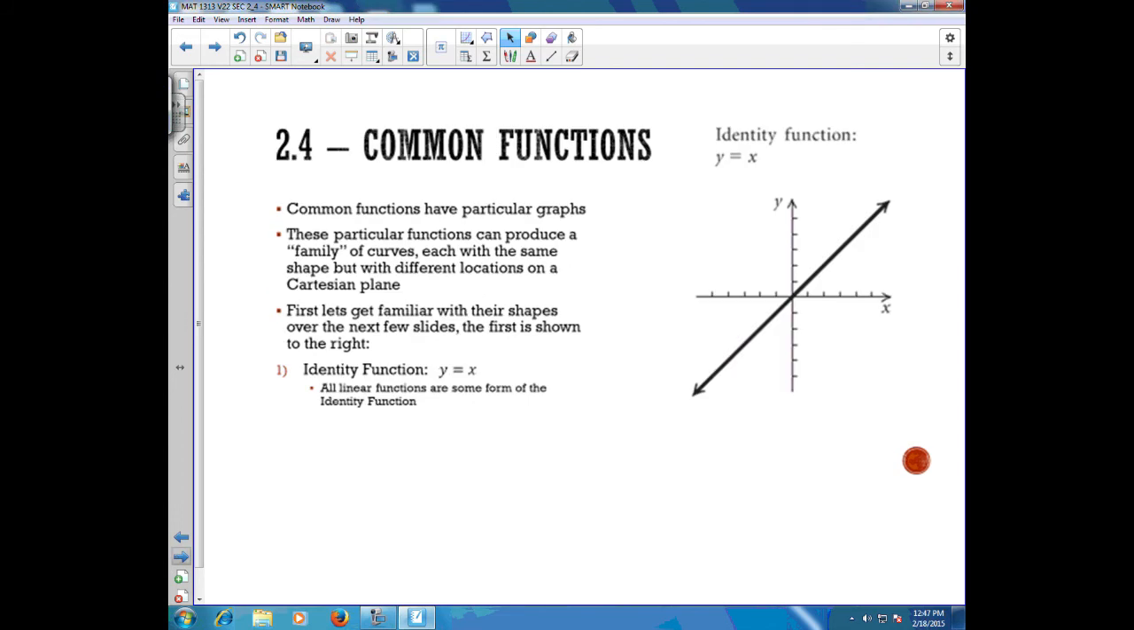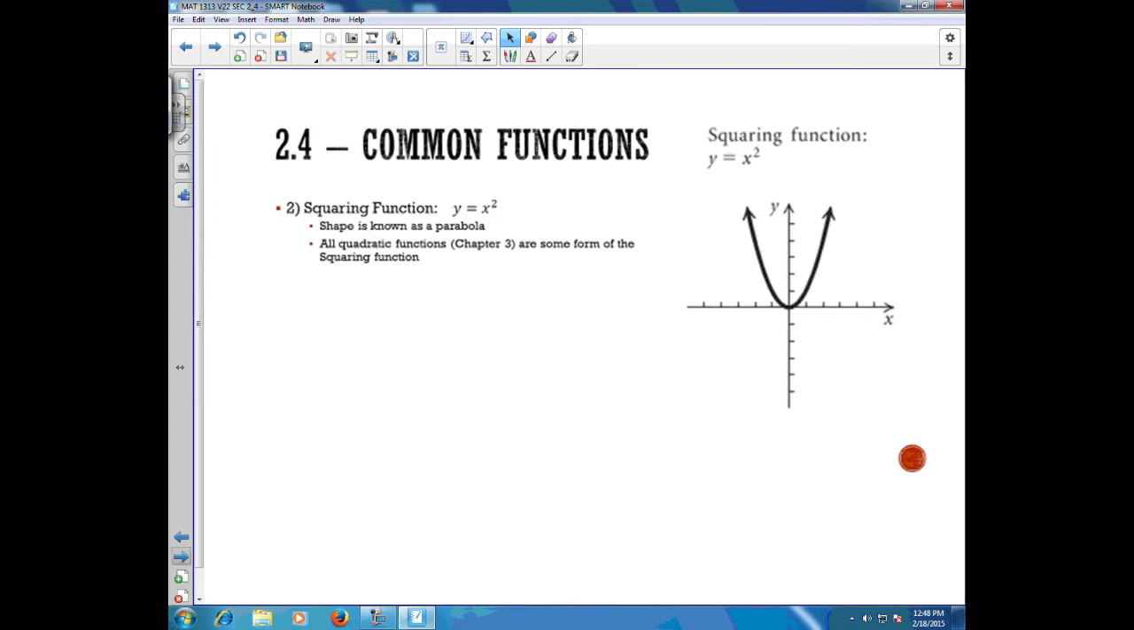First of all, we're just going to talk about some common functions. Right? The first common function you see here is the identity function. Common functions can produce what's called a family of curves, each with the same shape, but they are located in different places on the Cartesian plane. So we're first going to talk about their shapes for the next few slides, and then we'll talk about what we can do with it. So this first function is the identity function, it's just a linear line, a straight line. All linear functions are some form of the identity function.